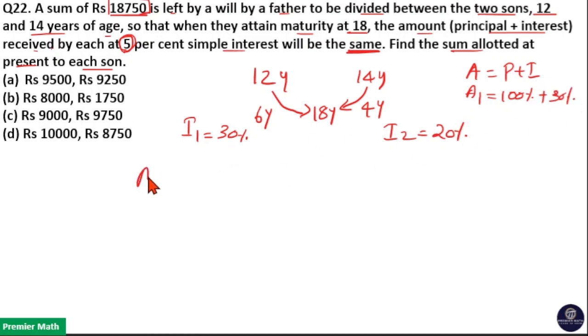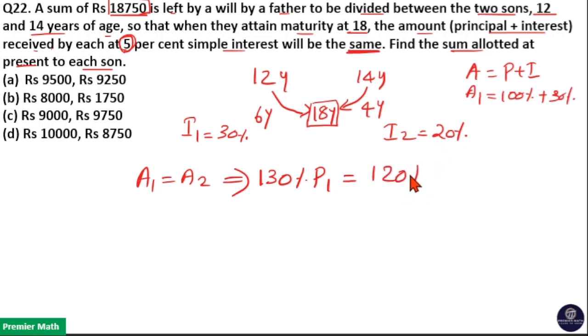That means when they attain the age of 18 years, the amount received by both the sons will be equal. So, amount 1 is equal to amount 2. That means interest is 30%, principal is 100%, so 130% of principal 1 is equal to principal 100% and interest 20%, so 120% of principal 2. Now, P1 by P2 is equal to, the 0 and percentage cancel, so this will become 12 by 13.